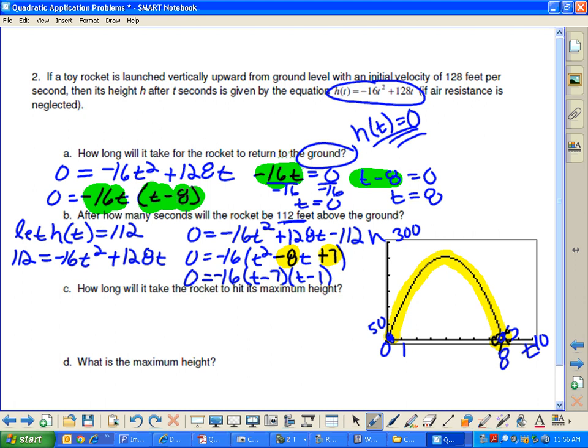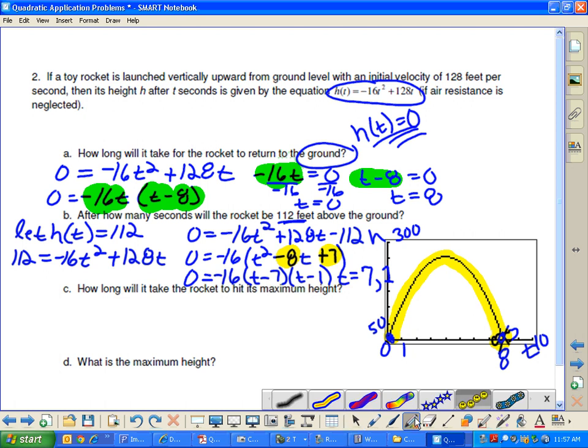Using my zero product property, I now have to set those parentheses equal to 0. So I know from that t has to be 7 and 1. Look at how cool this is. At time equals 1, I'm at 112 feet. And on the graph, based on how I scaled it, that makes sense. And at 7 seconds, it has to come back down. It's also going to hit 112 feet. So that's kind of cool. Those points are also points on our curve. So it hits 112 feet at 2 times. There are 2 answers to this problem: at 1 second and at 7 seconds.